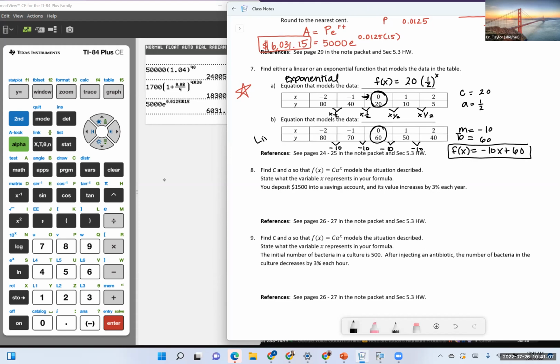And that's linear. Does it matter if you wrote 60 minus 10x? Of course not. You are good to go. It's just convention, you know what I'm saying? Like when we talk about mx plus b, that's how it usually comes out. But it's totally fine if you wrote 60 minus 10x.